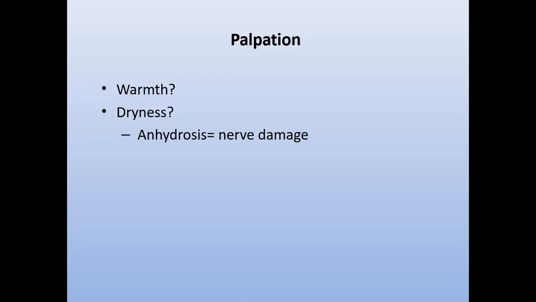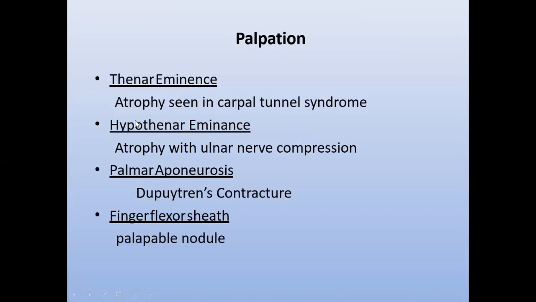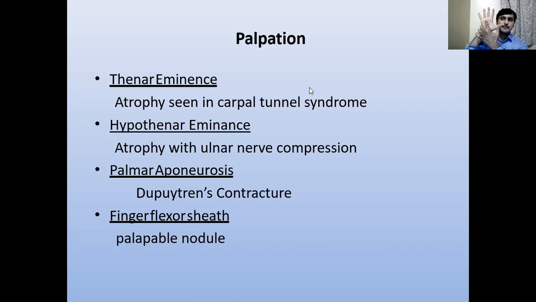You see whether there's any dryness. Okay. So if you have nerve damage, you can see the trophic changes, which is anhidrosis. Now you have to see in carpal tunnel syndrome, you can get a thenar eminence atrophy, whereas in ulnar nerve compression, you can see a hypothenar eminence atrophy. In Dupuytren's contracture, you can see the palmar aponeurosis. See, this is the palmar aponeurosis. In Dupuytren's contracture, you can get a thickening of this palmar aponeurosis.